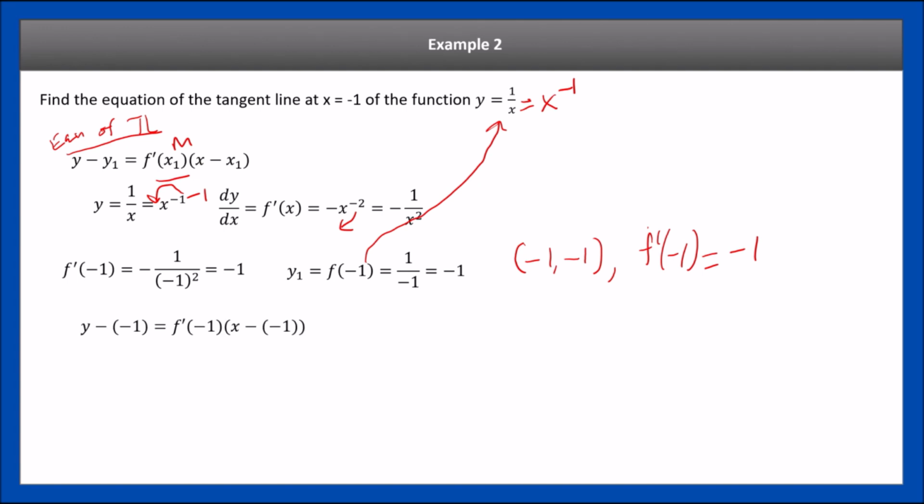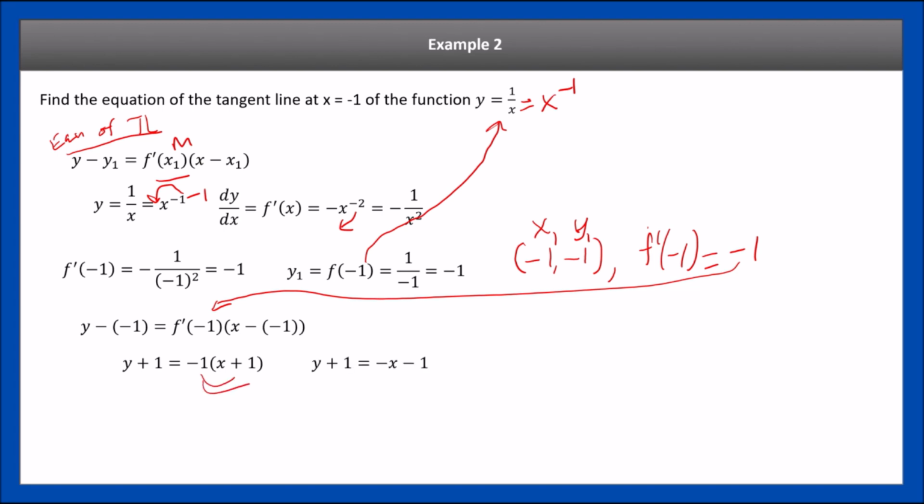And then we can plug that into the equation of the tangent line. So again, this is y1, this is x1, this is f prime of x1, f prime of negative 1, I guess you can say. So we can plug all that into the equation of the tangent line. And then we're going to distribute the negative. And then we're going to subtract 1 on both sides. That gives us y equals negative x minus 2. This is the equation of my tangent line.